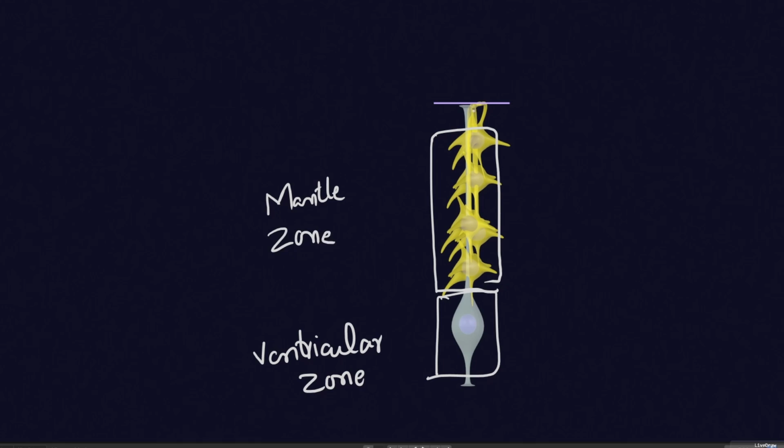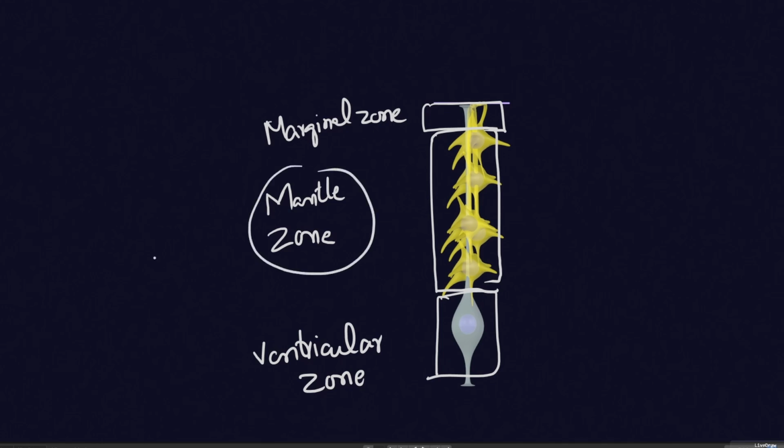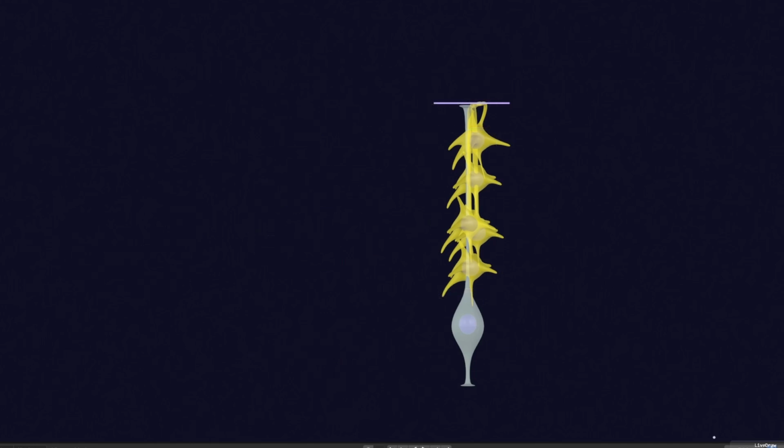And finally the axons are in the last layer here. What is the name of this layer? This is the outermost layer. It is called the marginal layer or marginal zone. All these zones can be replaced by the word layer. So marginal zone, mantle zone and ventricular zone, and because this mantle zone is in the middle, it is also called the intermediate zone. Right, so let's move forward.